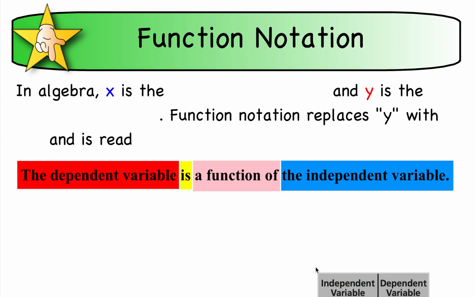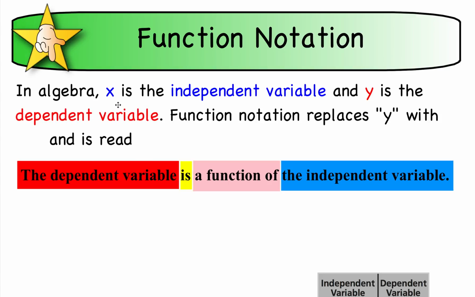Here is the function notation that you will need to get used to. So in algebra, x is always the independent variable. It's on the x-axis, that's called the independent variable. So when you're doing graphing, that's part of why you need to identify the dependent and independent variables so that you know how to graph it correctly. Y then is called the dependent variable. Remember, x is an input value, y is an output.